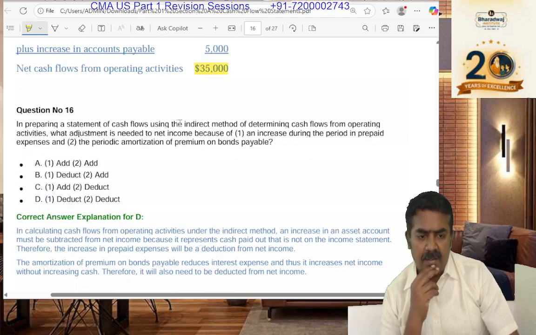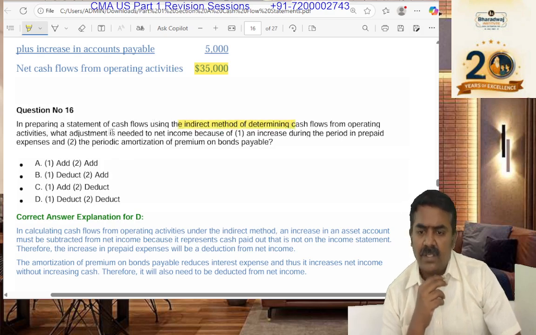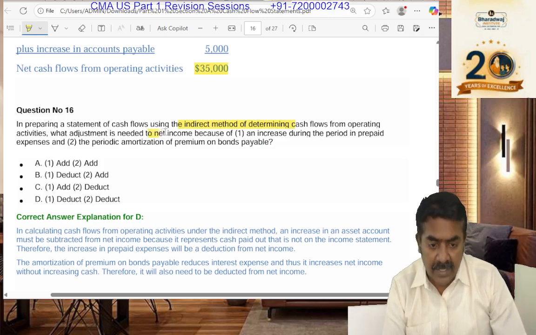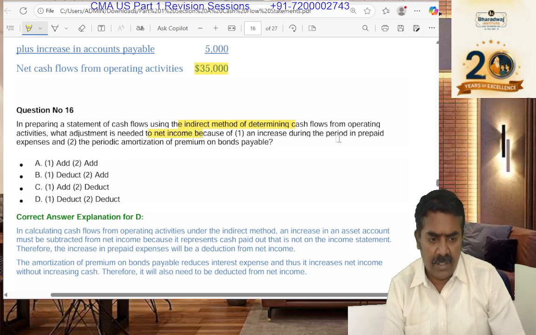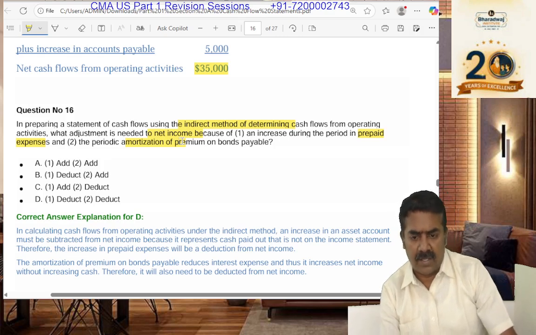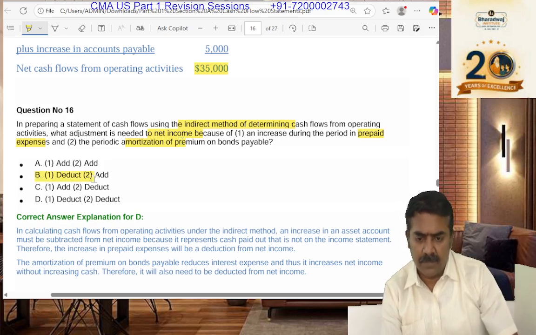While preparing the indirect method of cash flow from operating activity, what adjustment is needed to net income because of an increase during the period of prepaid expenses? Increase in current assets will reduce. Amortization we will what? Add. So what is the correct answer? B or D?